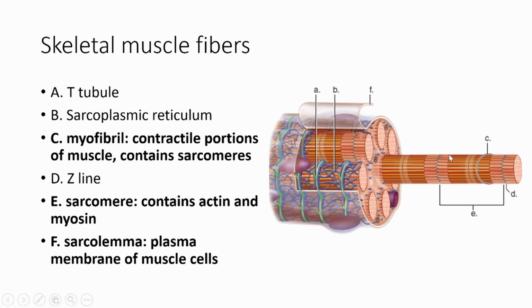Covering this entire muscle fiber is the sarcolemma. This is just a special name for the plasma membrane we see on muscle cells. If you notice, there's another trend in the naming system. Sarco. We see this prefix many times. So if you see something with sarco, you should be thinking something to do with skeletal muscle.